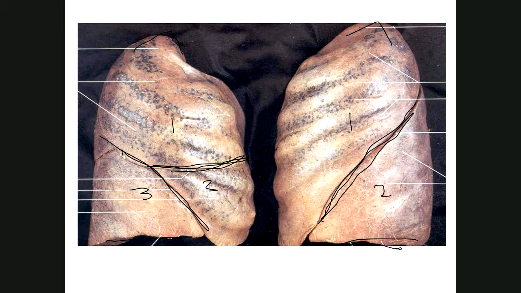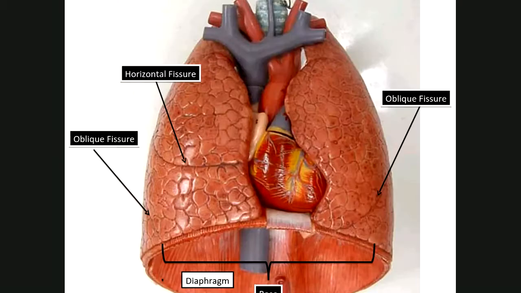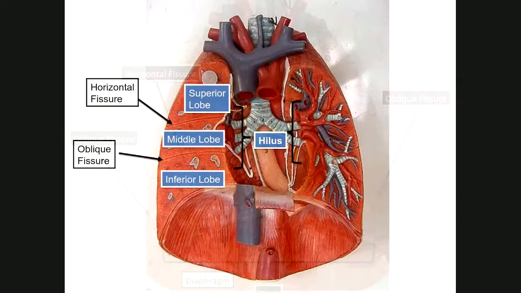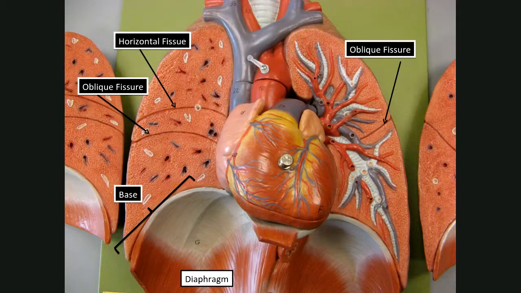We can see the same thing on the model. If we open up the model, you can still see fissures in here. That's how deep they are. And again, remember, they divide it up into lobes. So this right lung has 3 lobes. Now this picture's kind of messed up, but you can still see the fissures, and you can see the 3 lobes over here.